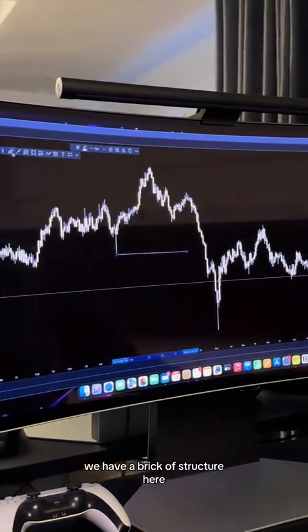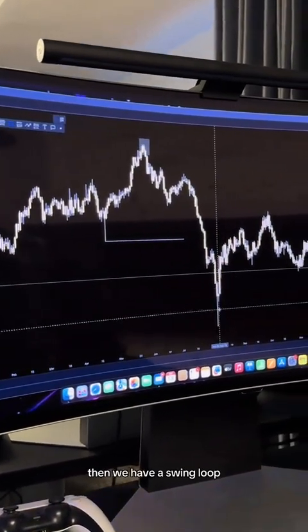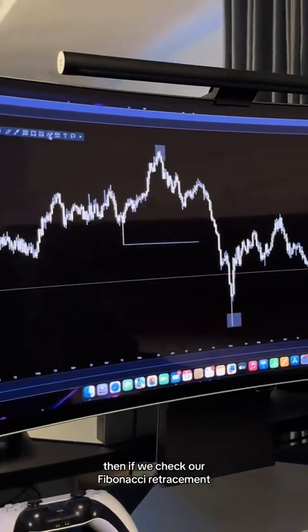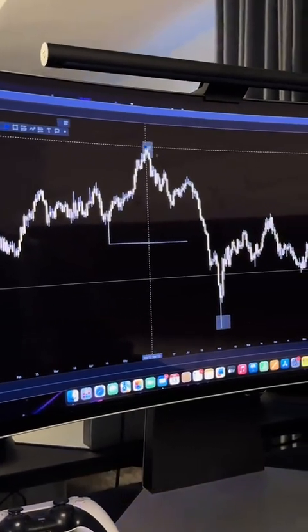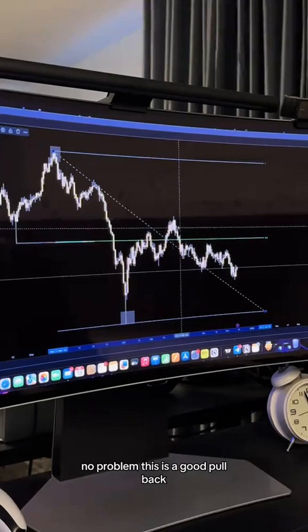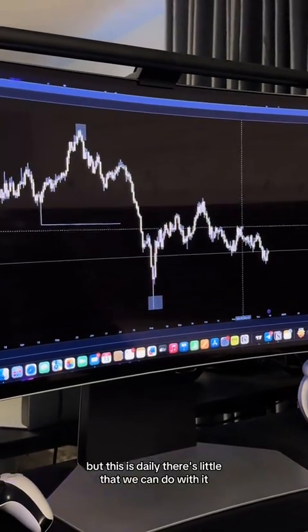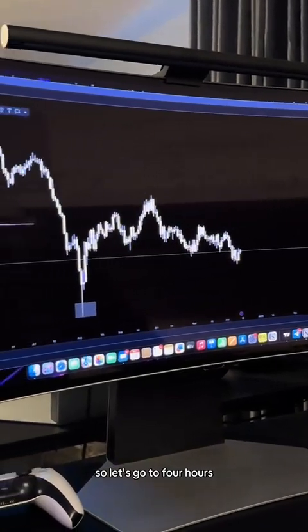We have a break of structure here. We have a swing high, then we have a swing low. Then if we check our Fibonacci retracement, you will see that the market has pulled back to 50%. No problem. This is a good pullback. But this is daily. There's little that we can do with it. So let's go to 4 hours.